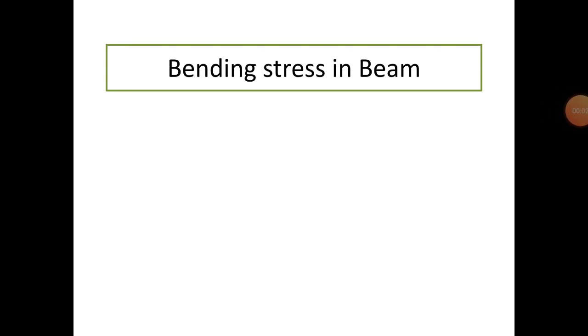Hello everyone. Today we'll be studying the bending stresses in the beams. Okay, this will be our fourth unit. It is bending stresses in the beams.